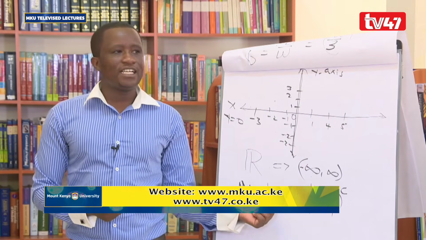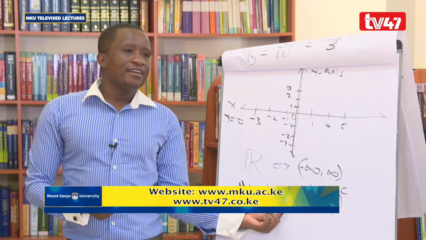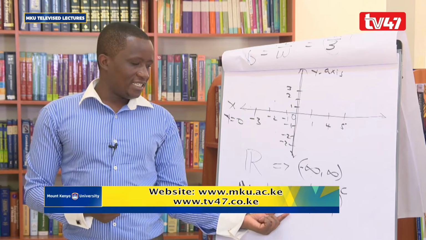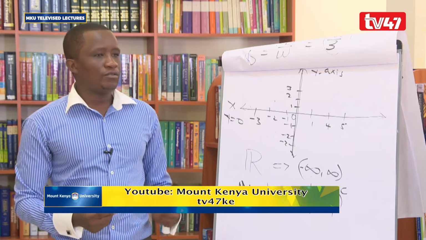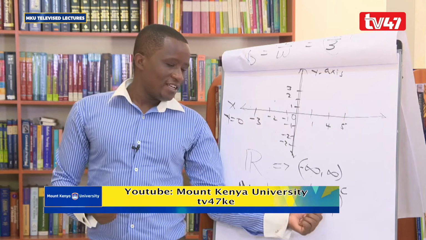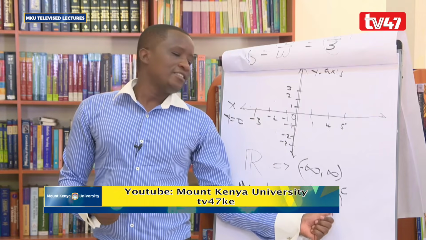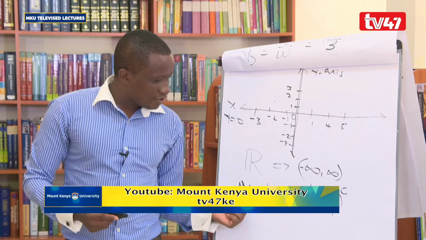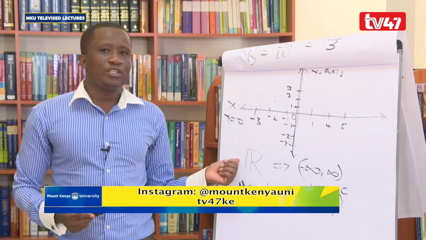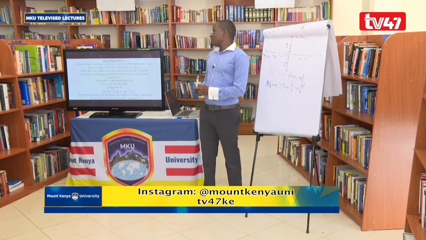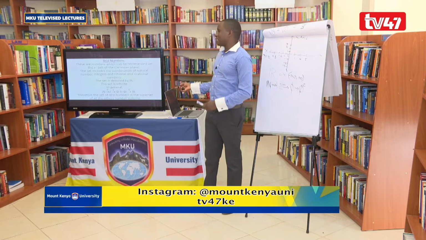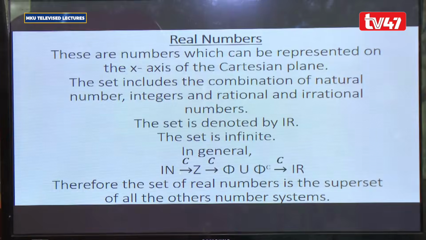In the set of integers, we included the negative part of the number line. Then in the rationals, we said they are numbers that can be written in the form of a over b. And in this one, they are all numbers, including those that cannot be converted. So this growth takes you to the set of all numbers that you will meet in mathematics. And therefore, the set of real numbers is the superset. It is a set containing all the other sets of number systems that we have discussed.